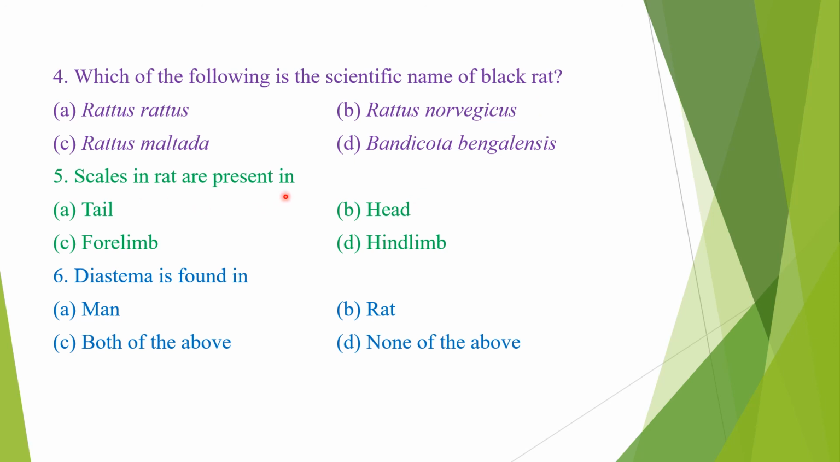Scales in rat are present in tail, forelimb, head and hind limb. तो ये आपने इंटेग्यूमेंट्स के जब डेरिवेटिव्स पढ़े थे तब स्केल में मैंने डिस्कस किया था. स्केल्स आर प्रेजेंट इन टेल ओनली. तो राइट आंसर इज ए.